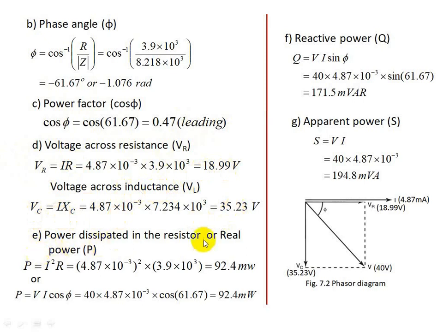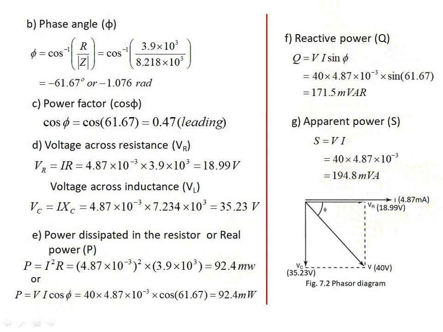The power dissipated in the resistor, or real power P, is I square R, or you can use this formula VI cos phi. Substitute the values, in both cases you get 92.4 milliwatts. Reactive power, use this formula VI sin phi. Substitute the values, it will be 171.5 milliwatt. Apparent power is the product of V into I, so you'll get 194.8 millivolt ampere. So now draw the phasor diagram and indicate all the values.